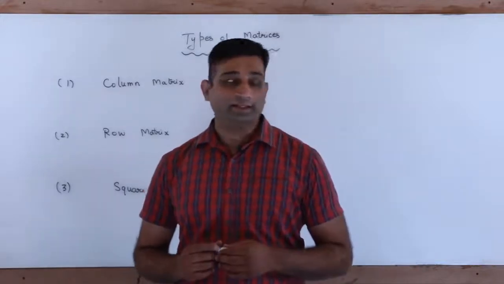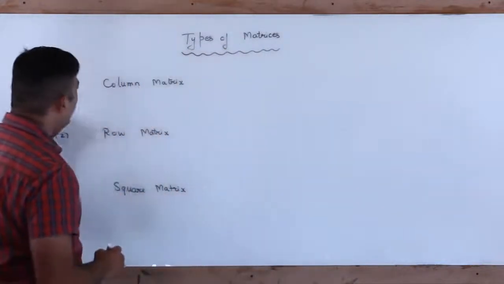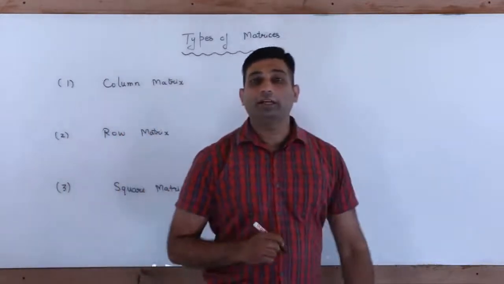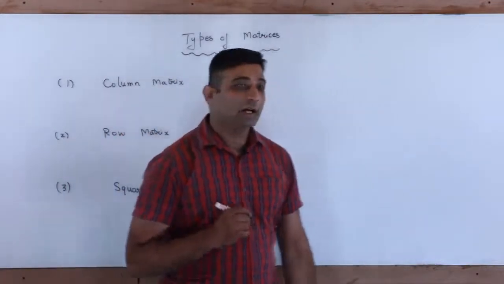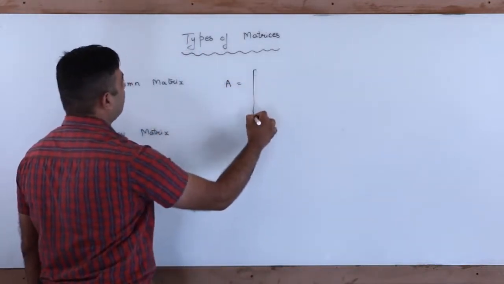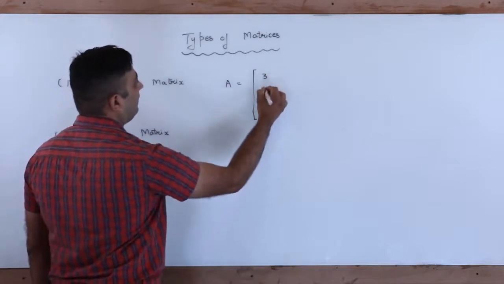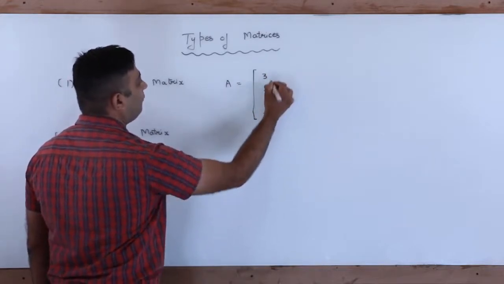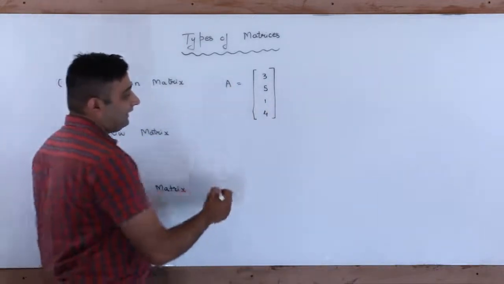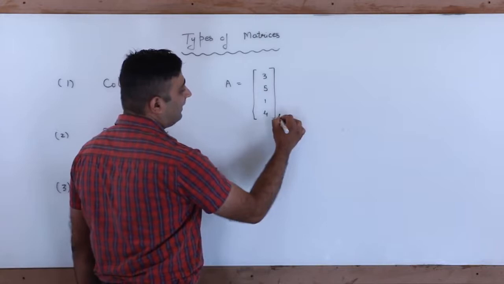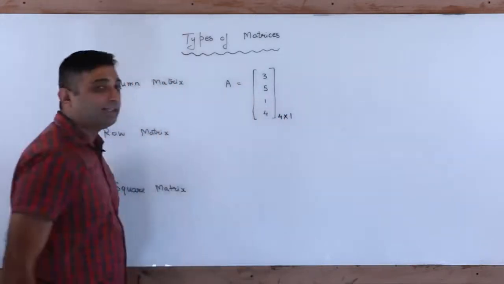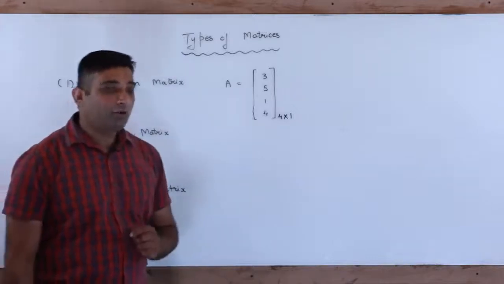Dear students, now let us discuss about the various types of matrices. First type is column matrix. The matrix which has only one column is called a column matrix. For example, a matrix having elements 3, 5, 1 and 4 in one column is called a column matrix. In this we can see that the order of this matrix is 4 by 1. That means this matrix has 4 rows and 1 column.